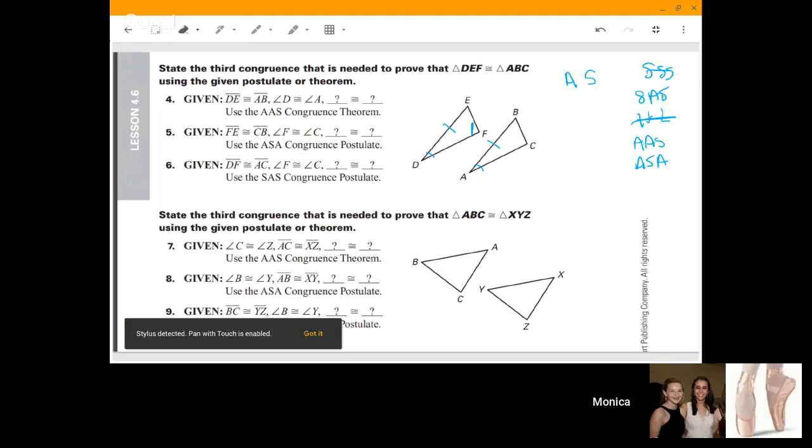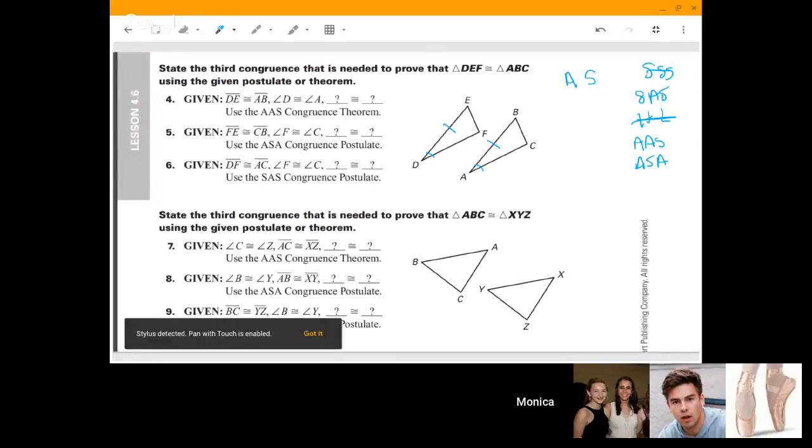Or if you're doing angle, side, angle, we know that that's two angles and the side included between them. So angle, side, angle would have to be this way, where you have this angle, this side, and then that angle.